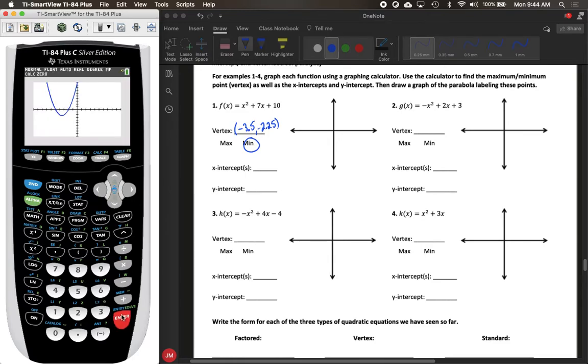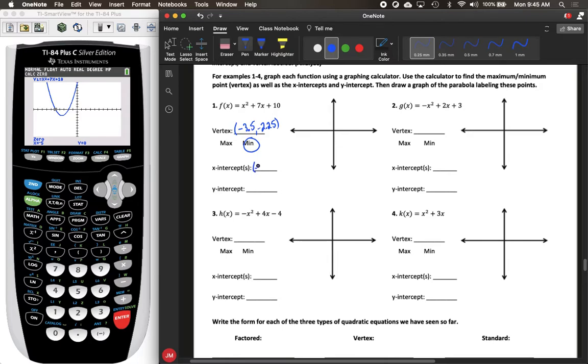So when we press enter to find our zeros, it's going to ask us for basically the same three things. It's going to ask us first for a left bound. So we're going to move our cursor somewhere to the left of one of our zeros. In this case, I'm going to do this 0 on the left-hand side. We're then going to be asked for a right bound. So once again, move our cursor somewhere to the right and press enter. Finally, we're going to guess where that 0 is and press enter. And it turns out that that x-intercept is at -5, 0.